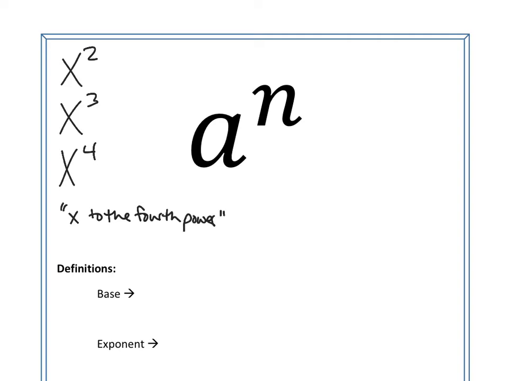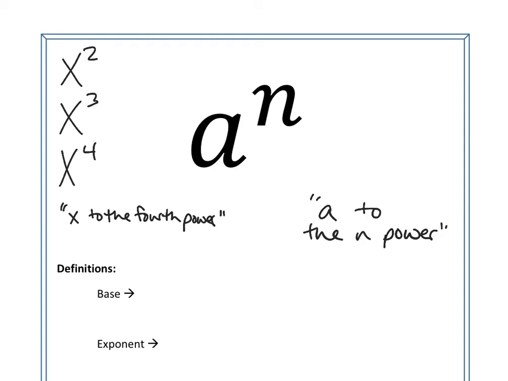Okay, so if I wanted to say in general this one that's written on your paper, how would you say this one? A to the n power. A to the n power is how you would pronounce that. So whatever numbers are there for a and n is what you say instead of a and n, obviously. But a to the n power is how you say it.